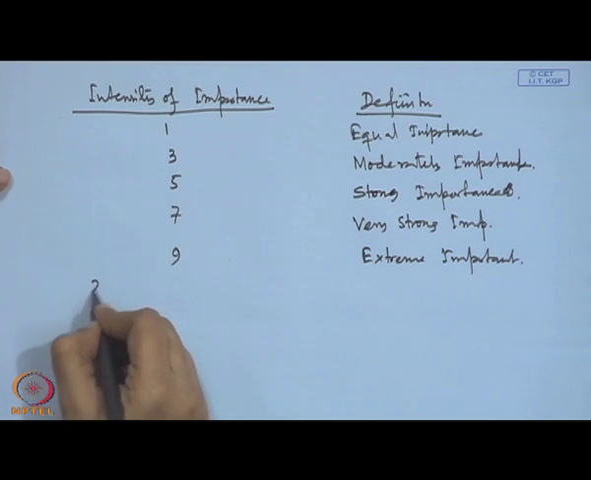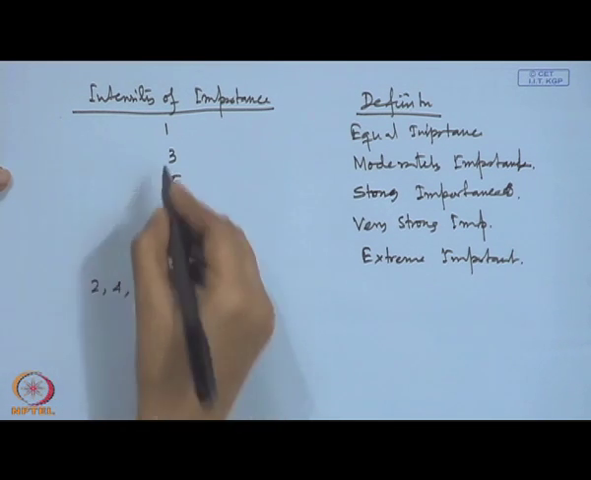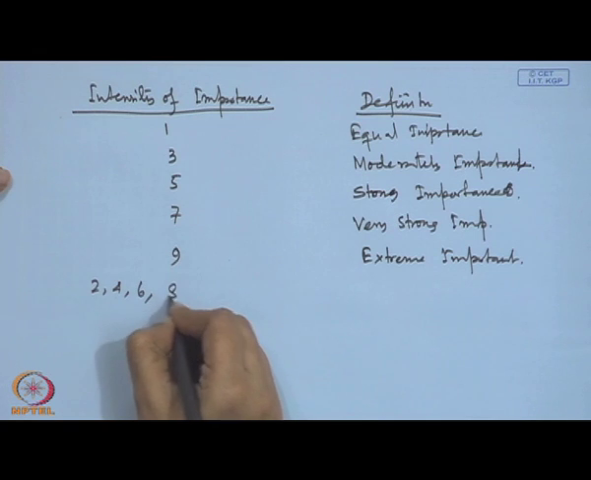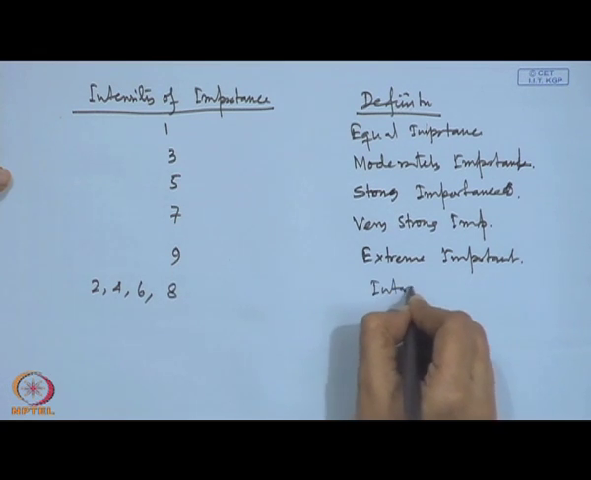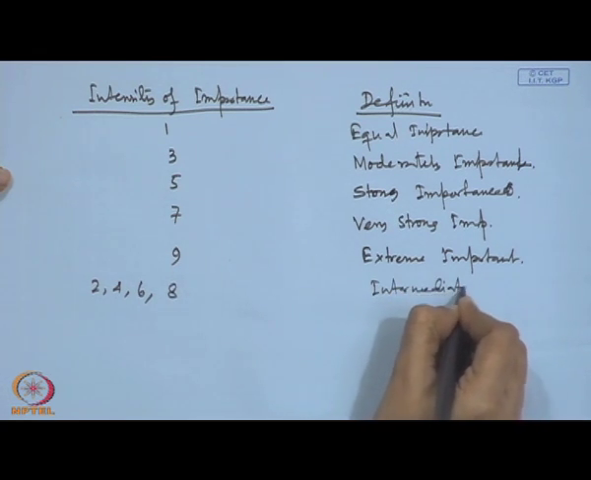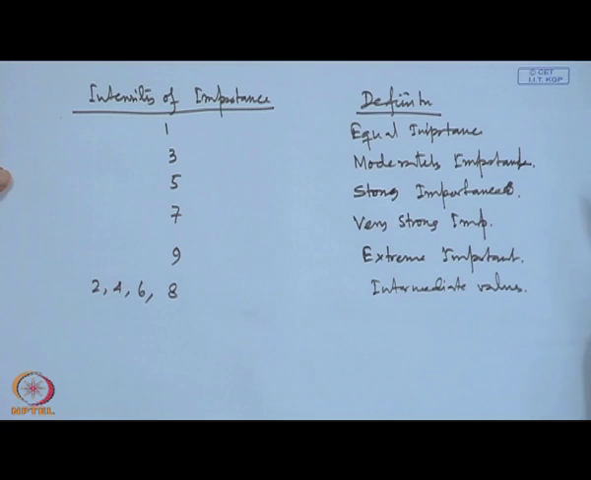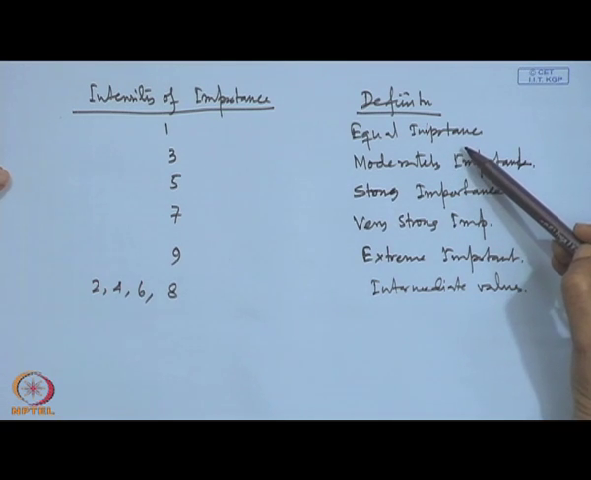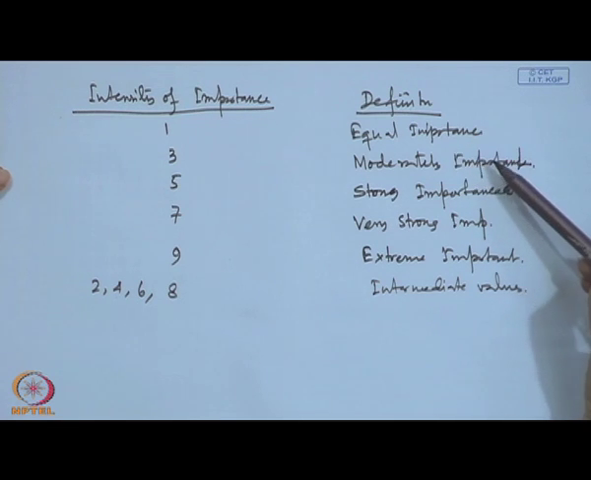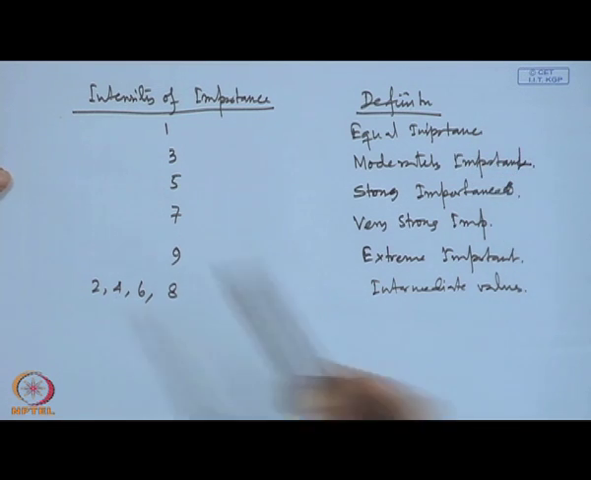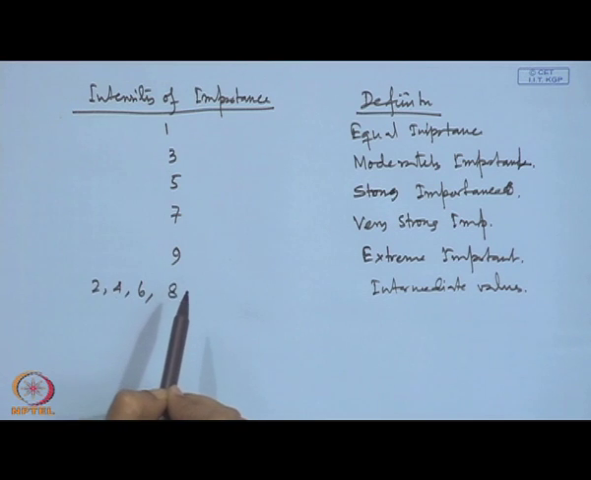alright, and the other values say 2, 4, in between values 6, 8, these are all the intermediate values. That means, the compromise has to be taken. If it is 2, compromise has to be taken regarding whether it is equally important or moderately important. That is why the scale we have considered from 1 to 9.